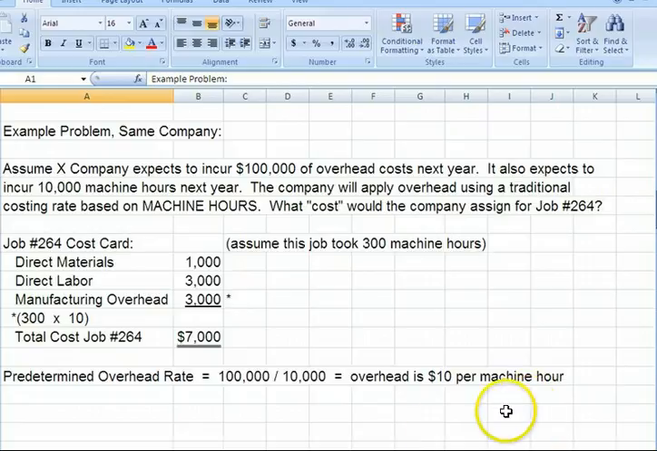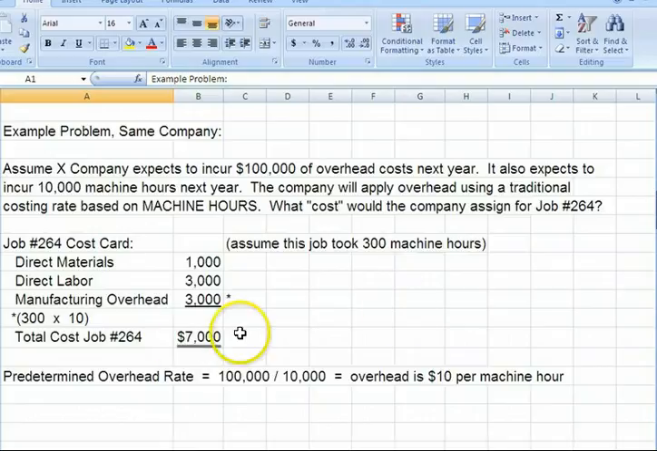So if a product takes a half an hour to make by a machine, it would get $5 of overhead. If it takes 4 machine hours to manufacture, we would assign it $40 worth of overhead. So under our job costing system, material and labor are the same regardless of which of these methods you use, but we would assume that a fair amount of overhead to allocate would be based on the 300 machine hours this product took times the $10 overhead application rate, or $3,000, and a $7,000 cost is what we would assume would be a fair indication of how much the company has invested in this.